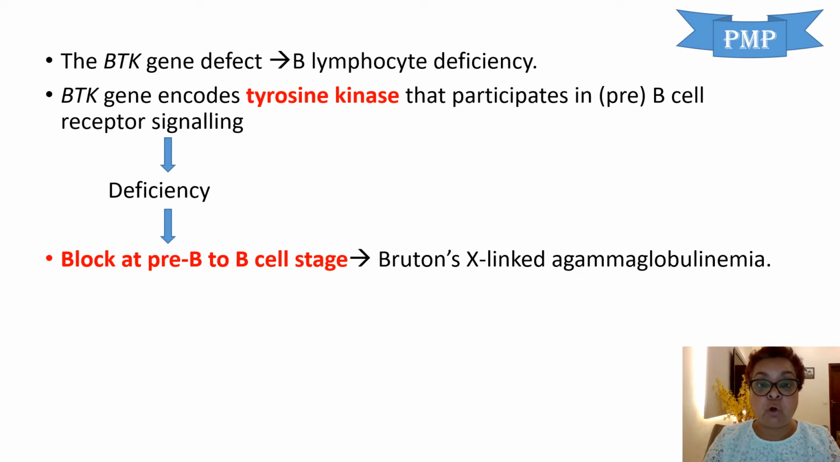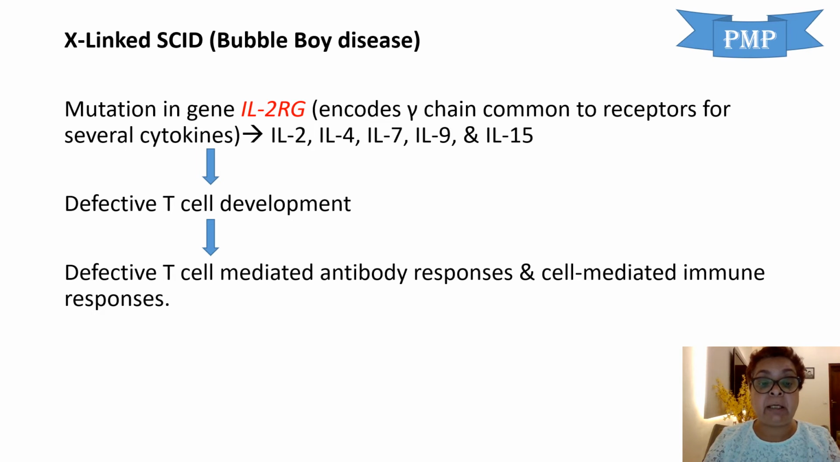Now, the most common cause of SCID, that is severe combined immunodeficiency, is X-linked SCID, which is also called bubble boy disease. 35 to 45% of SCID is due to this gene mutation, a mutation in the IL2RG gene, right? And this gene encodes the gamma chain of the IL-2 receptor family, so there is defective signaling of many cytokines of the IL-2 group, that is IL-2, IL-4, 7, 9 as well as 15. IL-7 is a very important cytokine which is responsible for the maturation of the T cells in the thymus. So this leads to defective T cell development and hence severe combined immunodeficiency.